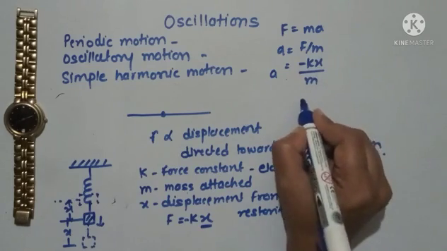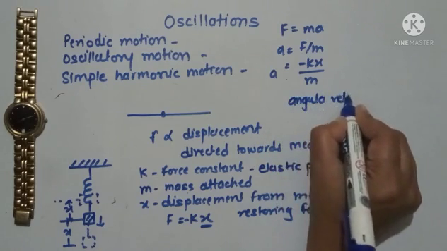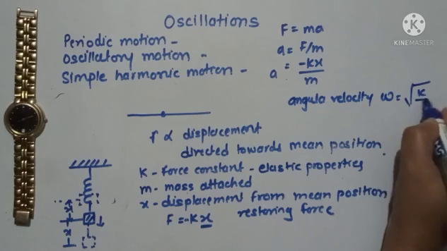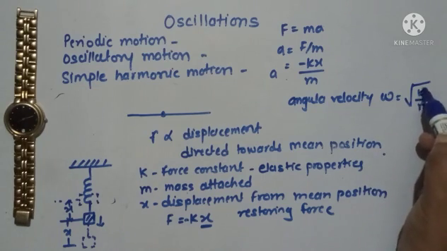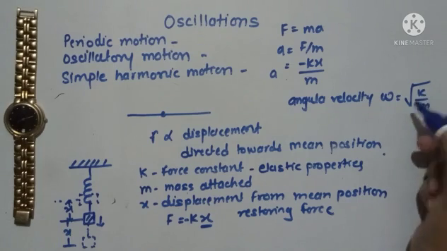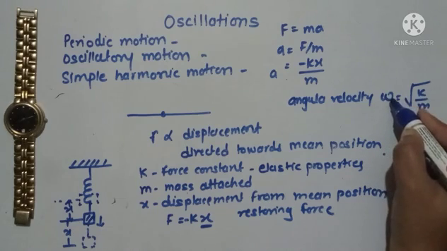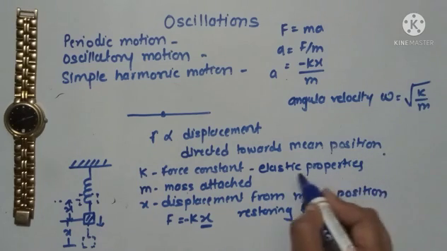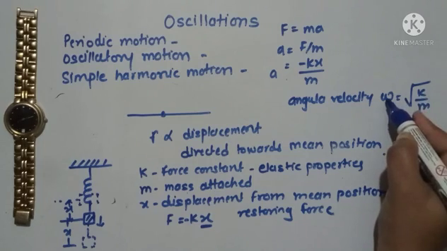Now let us define a new entity which is called the angular velocity, omega, and omega is equal to square root of k by m. This angular velocity omega is directly proportional to the force constant. The force constant depends on the elastic properties. The more the elastic properties, the more the force constant, and the more the angular velocity.